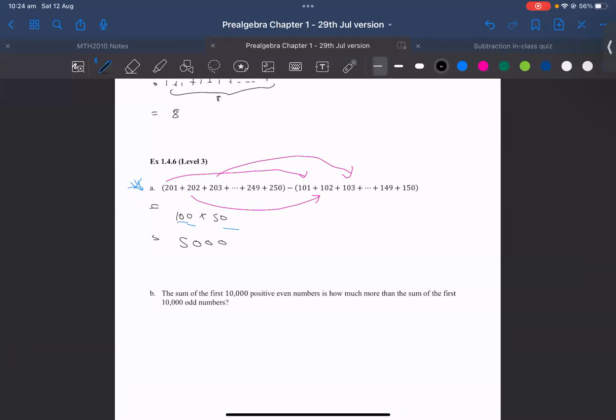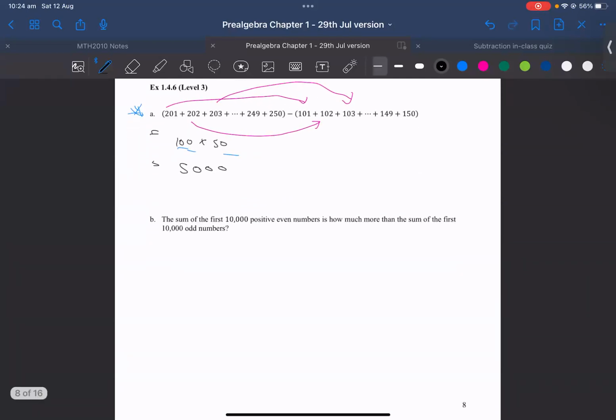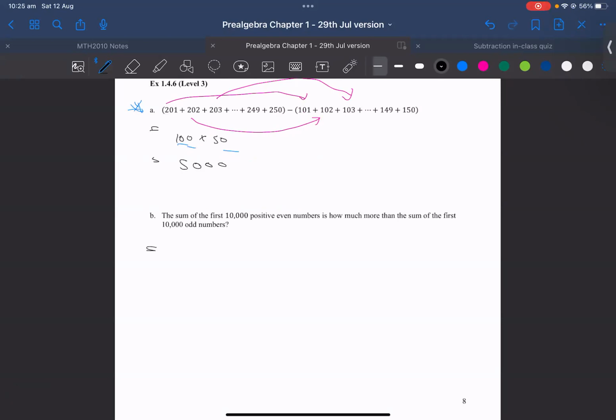So for B, I'll show you the case of the first few. I won't give you the answer to B right away. You haven't done it yet. But if I do the first 5 even numbers, right? 2 plus 4 plus 6 plus 8 plus 10, and I subtract from that the first 5 odd numbers, 1 plus 3 plus 5 plus 7 plus 9. Look at this.